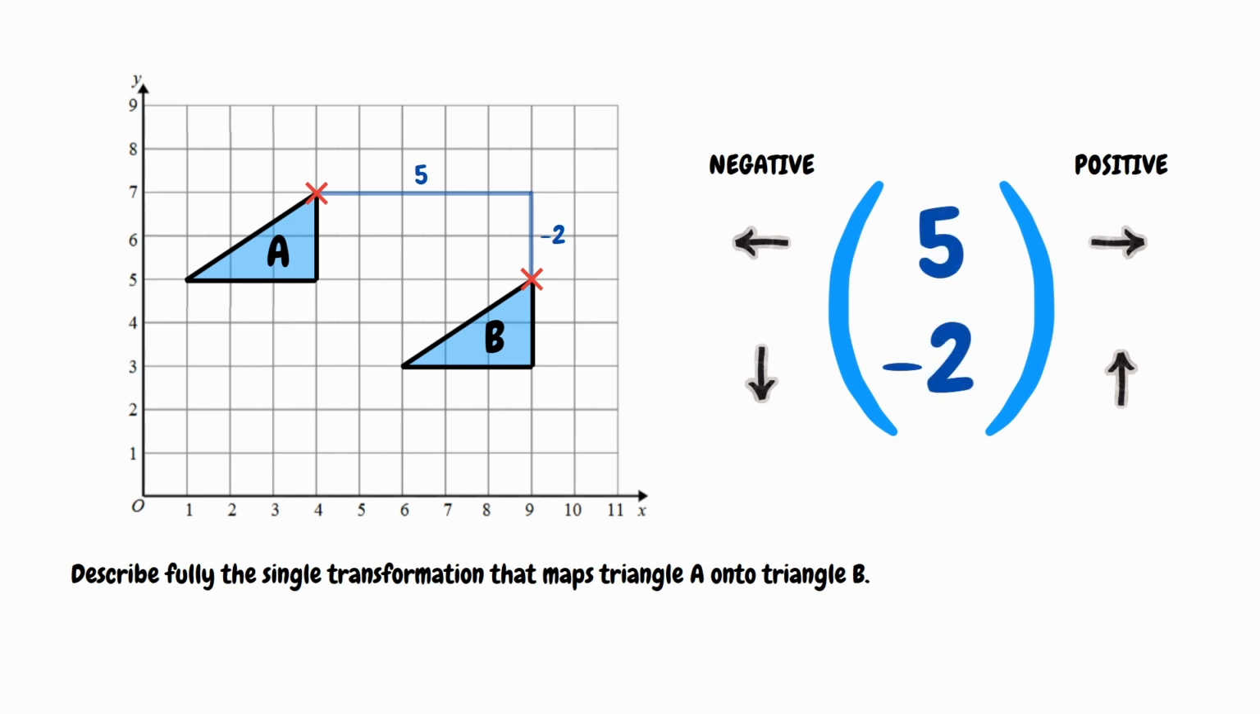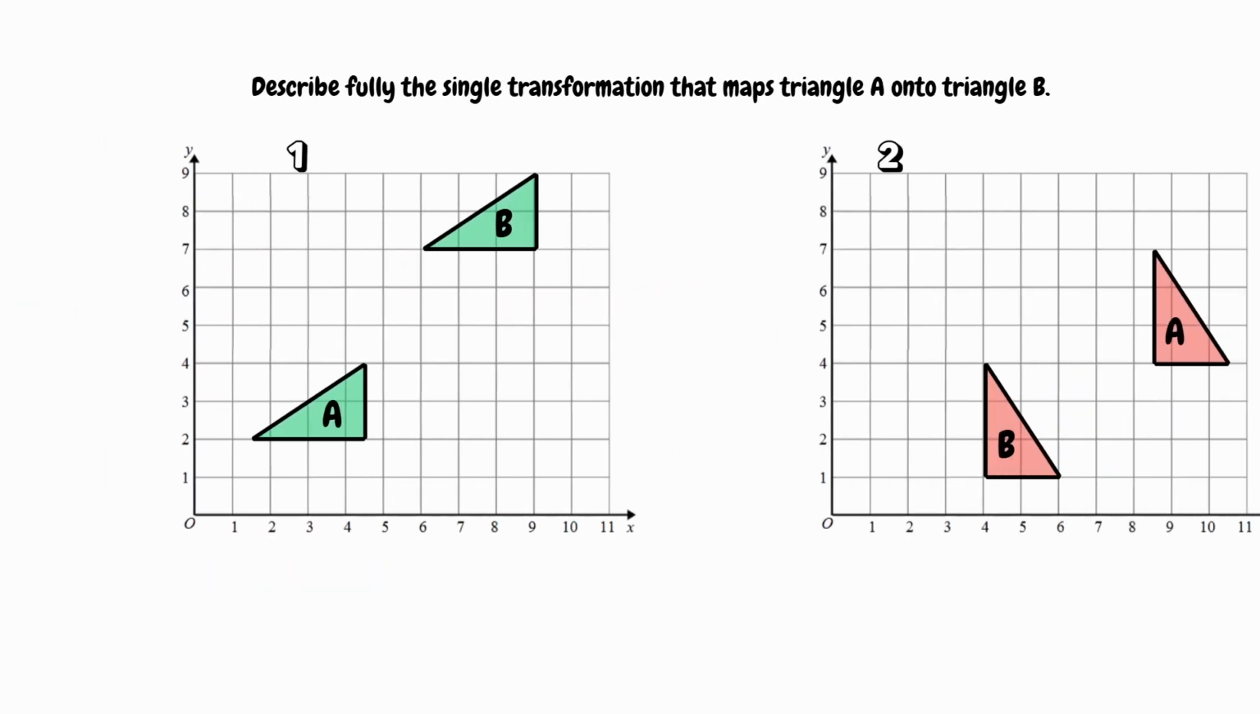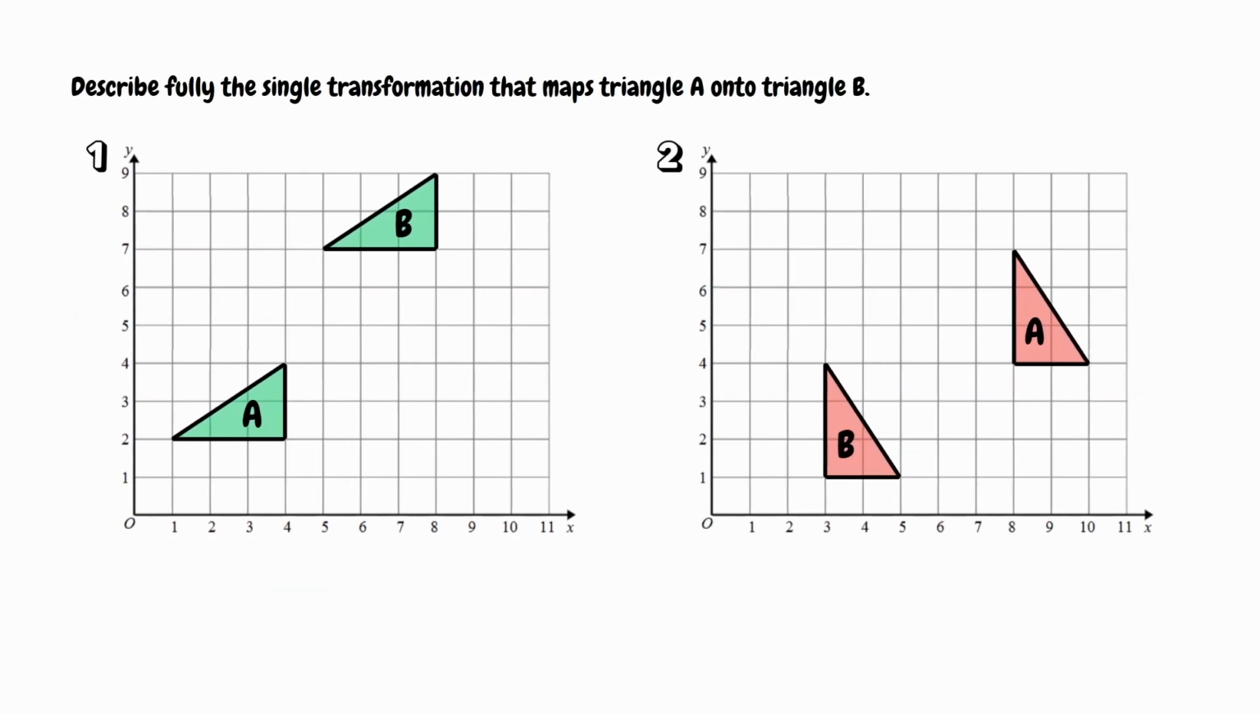So when we're asked in the question to describe the single transformation that maps triangle A onto triangle B, we simply say it's a translation of, and then the vector, 5, negative 2. So hopefully that example made sense. Let's now try this out on a few practice questions. So feel free to pause the video here and have a go at these, and we'll go through the solutions in just a few moments.